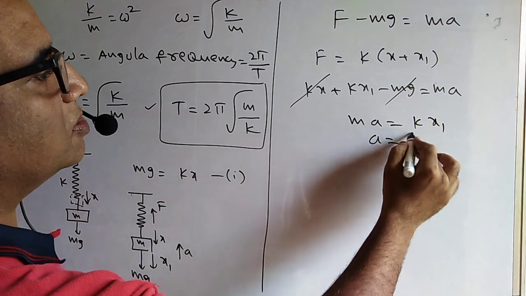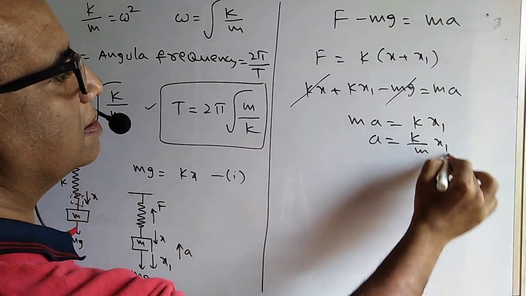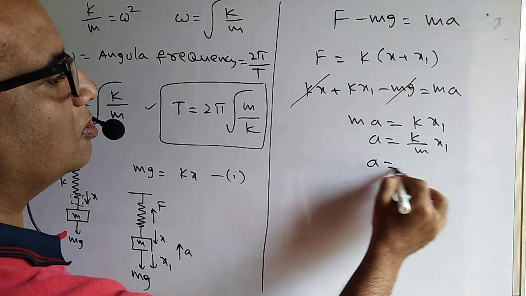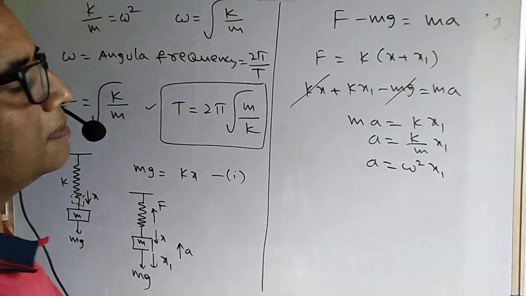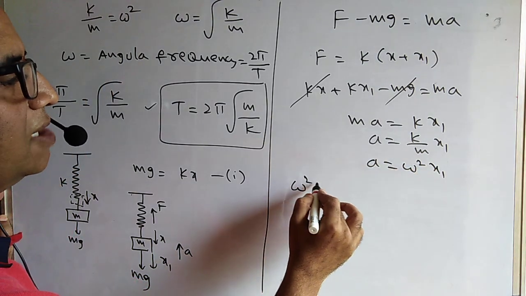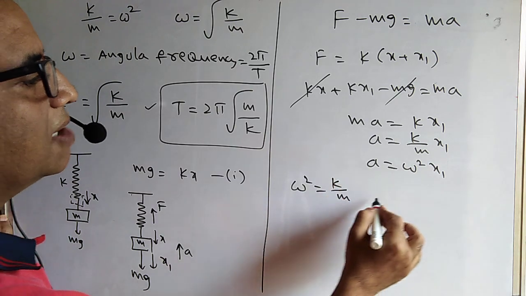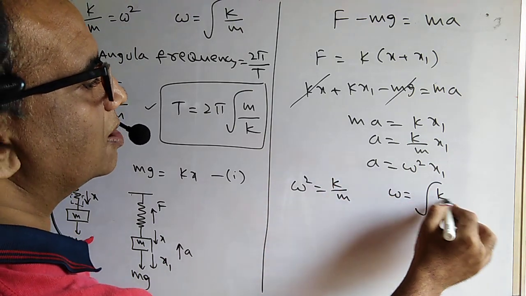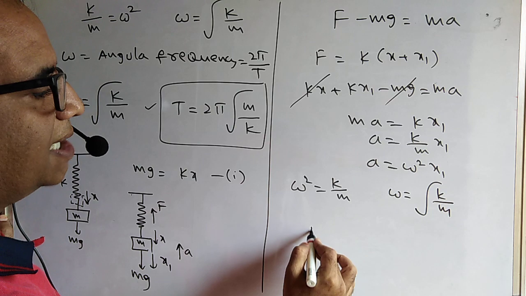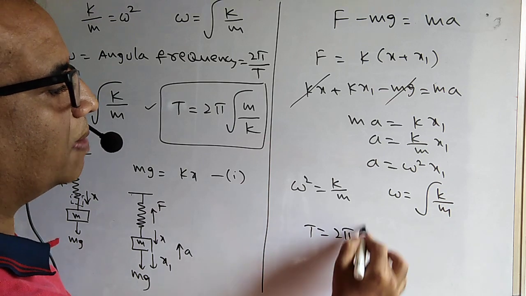So a is equal to k by m into x1. Therefore a is equal to omega square into x1. Omega square value is how much here? It is k by m. Therefore, omega is equal to root over k by m. That means the time period is equal to 2 pi root m by k.